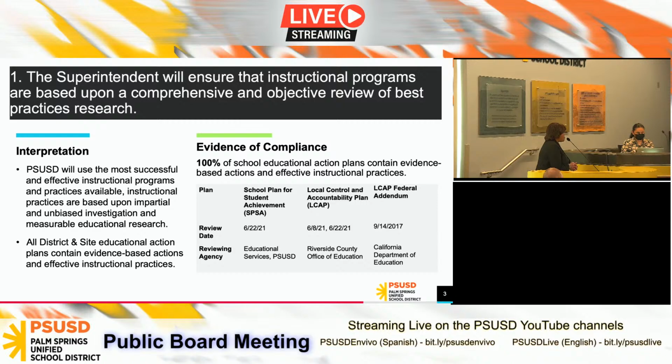And so what I will do, and what our team will do when we are providing that summary or narrative for the action to approve whether or not we're in compliance, we'll have a summary and a narrative of what the sites and principals and district personnel do to ensure that there are evidence-based actions in those plans.